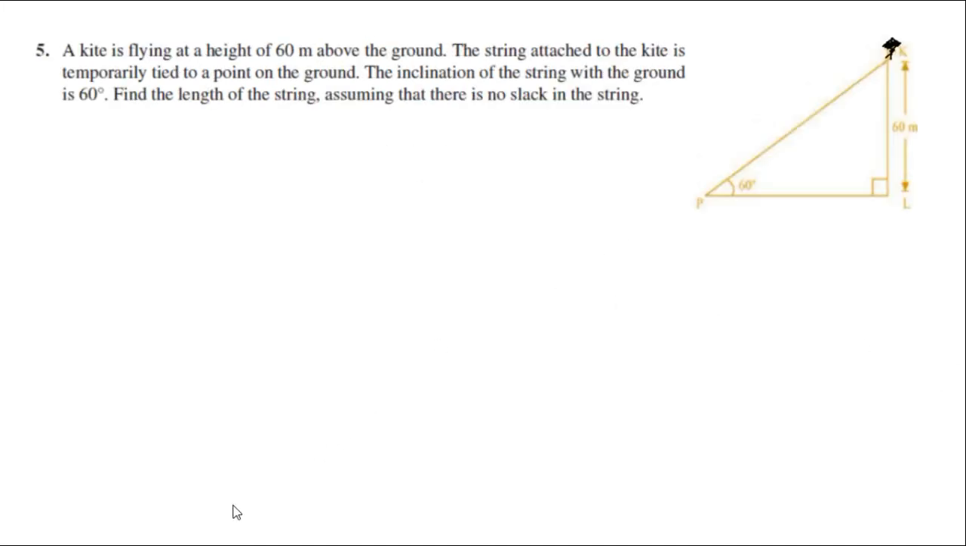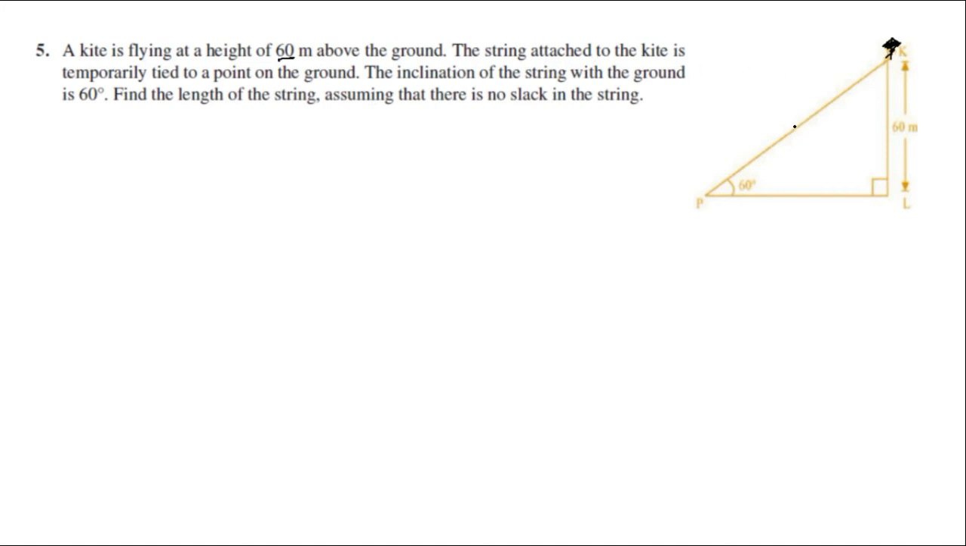Question number 5. A kite is flying at a height of 60 meters above the ground. The string attached to the kite is temporarily fixed or tied to a point on the ground. The inclination of the string with the ground is 60 degrees. Find the length of the string, assuming that there is no slack in the string.